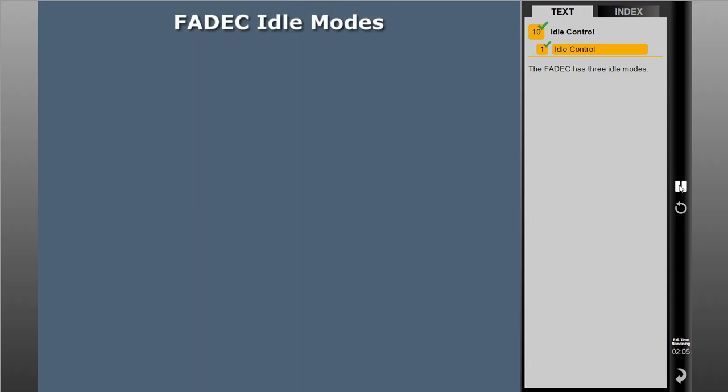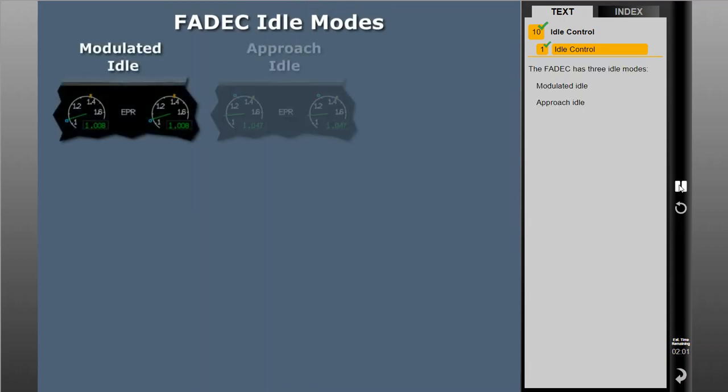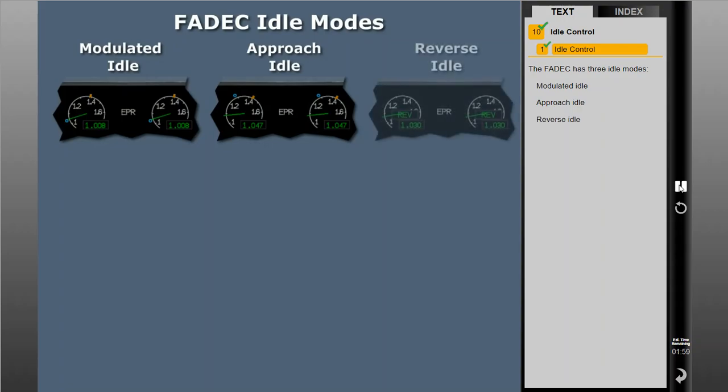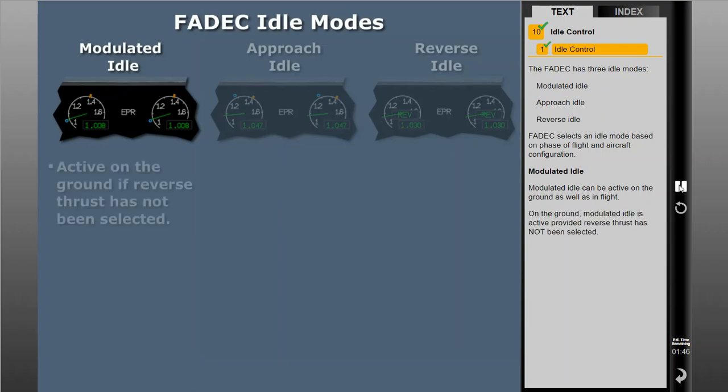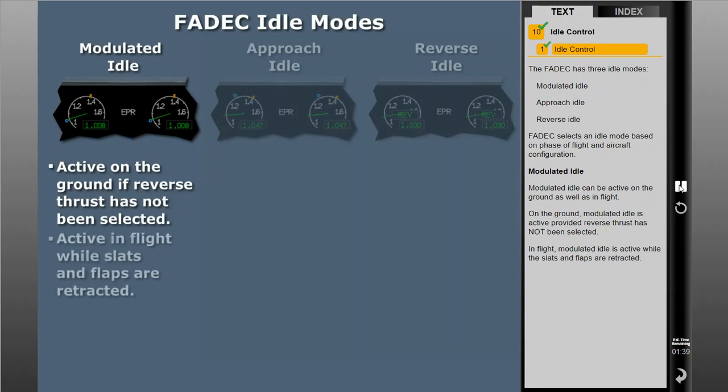The FADEC has 3 idle modes: modulated idle, approach idle, and reverse idle. FADEC selects an idle mode based on phase of flight and aircraft configuration. Modulated idle can be active on the ground as well as in flight. On the ground, modulated idle is active provided reverse thrust has not been selected. In flight, modulated idle is active while the slats and flaps are retracted.